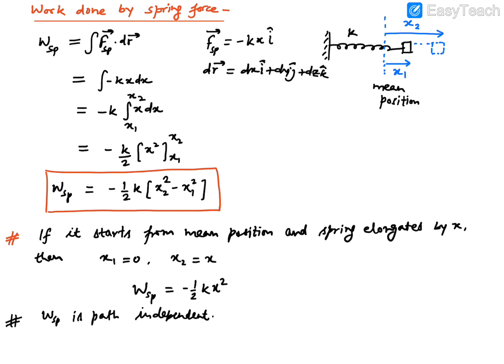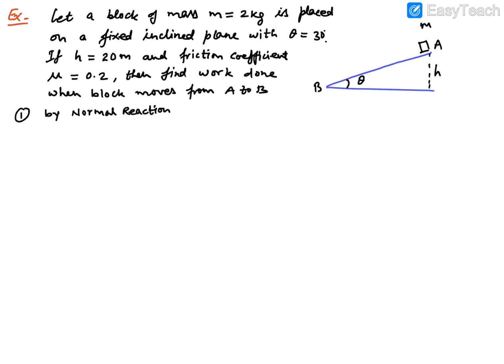Now let's take an example to understand these formulas or their applications. So here is the example. It says let a block of mass 2 kg be placed on a fixed inclined plane with angle of inclination 30 degree. Height is given as 20 meter. This height is from initial point to ground. Friction coefficient is also known to us, and we need to find the work done when the object moves from A location to B location.